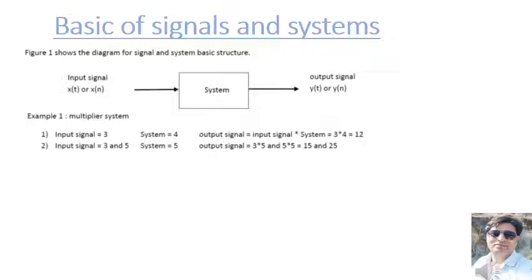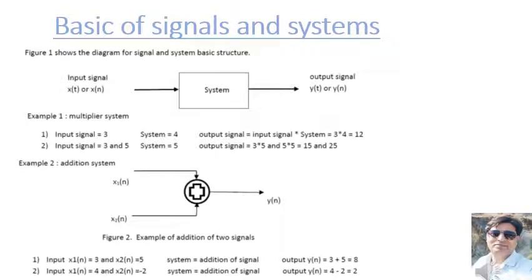In our second example, we have an addition system. Now we replace this system with an addition block with two inputs x1 and x2, and we have one output that is y(n). In the first case, our input x1 is equal to 3 and x2 is equal to 5, and after addition our output will be equal to 3 plus 5, which is 8. And in the second case, our first input is 4 and the second input is minus 2, and after addition our output is equal to 4 minus 2, which is 2.